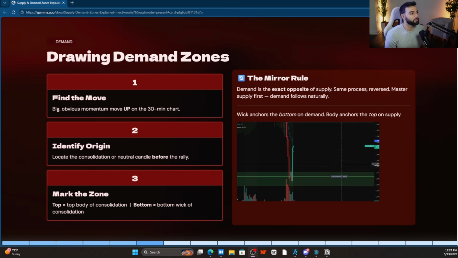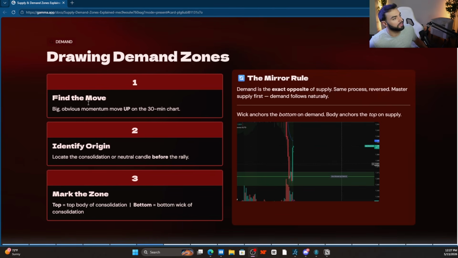So this is how you're going to be drawing your demand zones. Number one is find the move. This will be obvious momentum, up and down, for me personally on the 30-minute time frame. Number two is identify the origin of this move. So we're going to locate the consolidation or neutral period on the 30-minute, right before the rally.